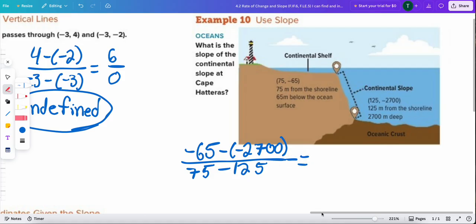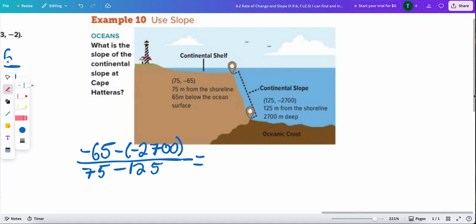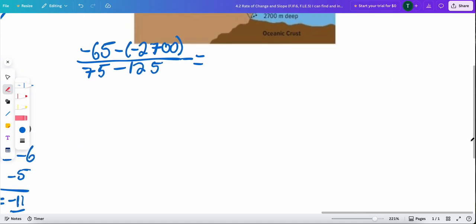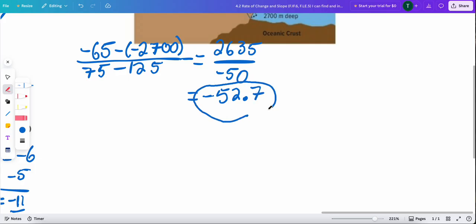If we go to solve this, negative 65 minus negative 2,700 is going to be a positive 2,635. 75 minus 125 is negative 50. And if I divide those, I get negative 52.7. So that would be the slope here. And that is it for the 4.2 notes.